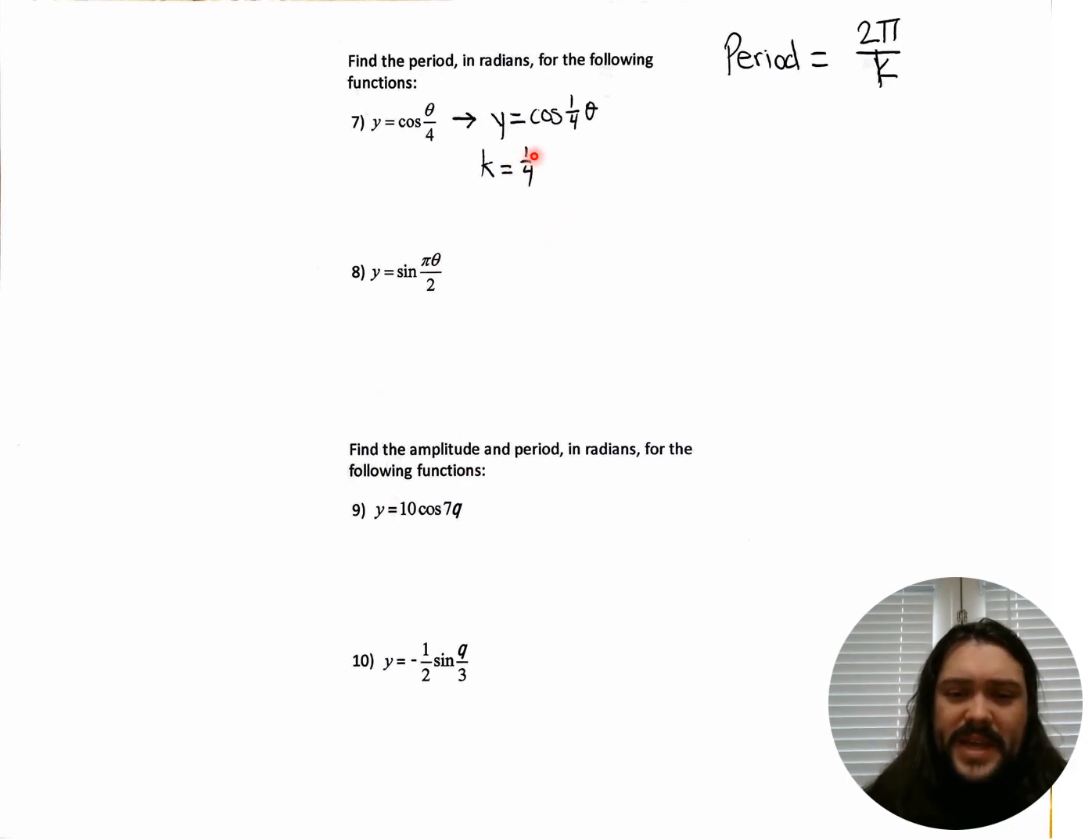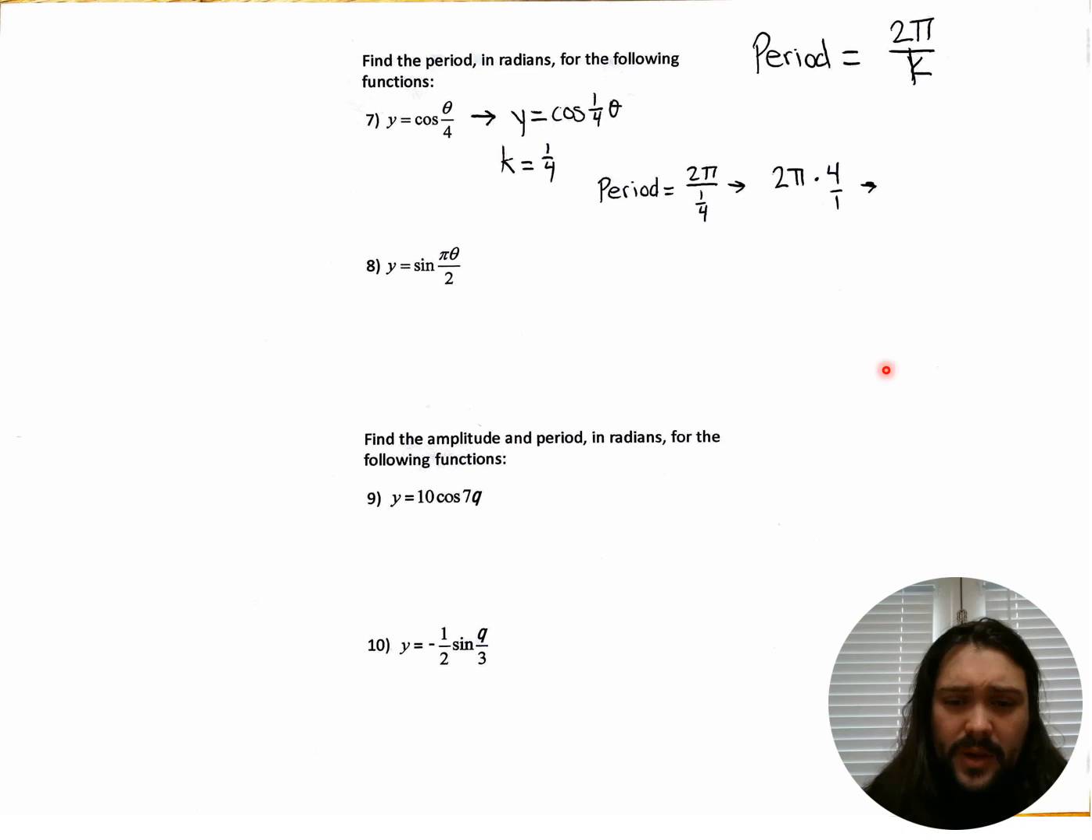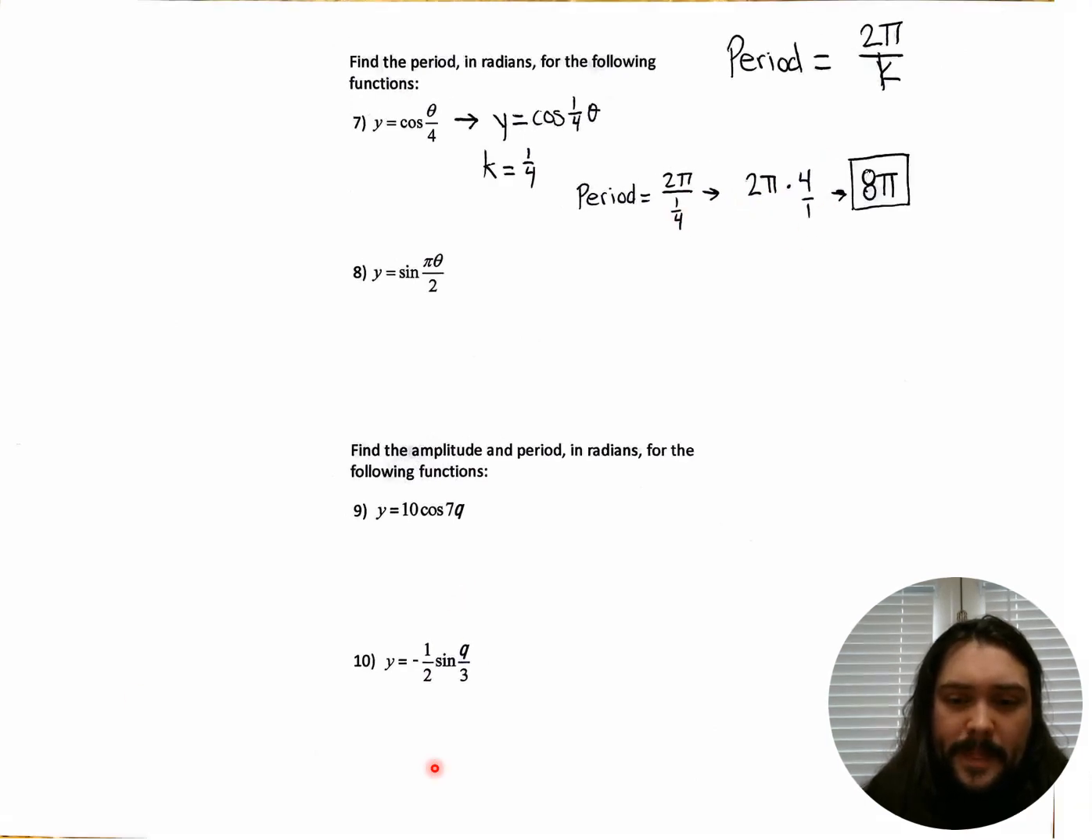Remember, it's y equals a cosine k theta. So k is that 1/4 value. All we have to do is plug it into our 2 pi over k. So we get the period equals 2 pi over 1/4. And that is 2 pi times 4 over 1, right? Because we keep the top one, change it from a division to a multiply, and then flip the bottom one to get a period of 8 pi.